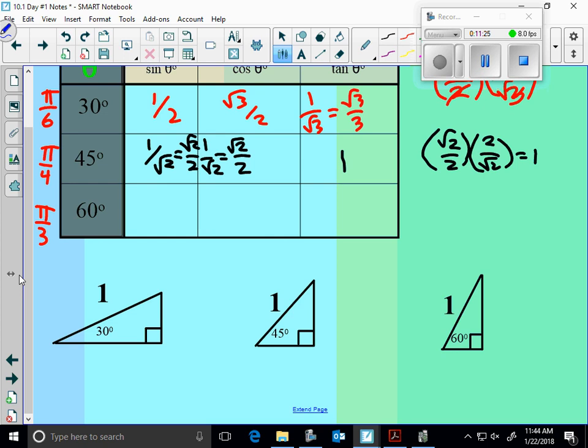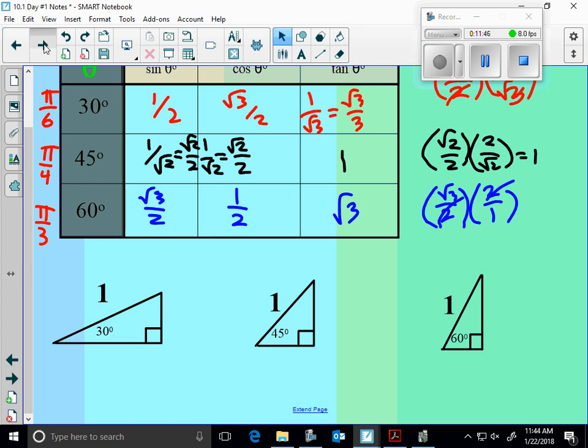Sine of 60 is root 3 over 2. Cosine of 60 is 1/2. And the tangent of 60 is going to be the square root of 3 over 2 divided by 1/2, which is the same as times 2. Those cancel. I get the square root of 3. There are some special values that you'll see in the unit circle. We'll get to more of that as the unit goes on.